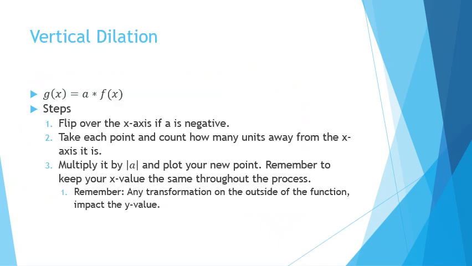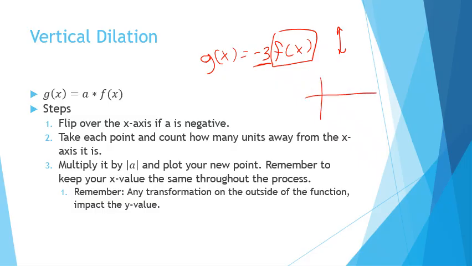All right, so let's talk about vertical dilations. Let's say you have a transformation, g of x equals maybe, let's say, negative 3 of f of x. Remember, this is on the outside of that function, so it's going to affect the graph vertically, where if you have an equation or a graph like this, let's see what happens with this transformation here, right? Just as a very broad example.